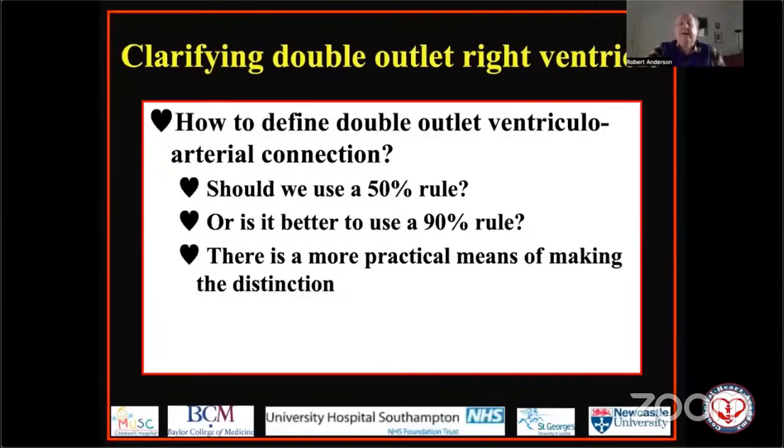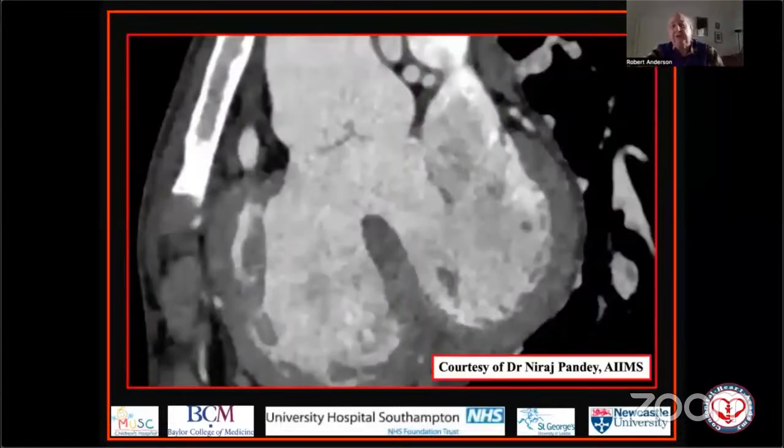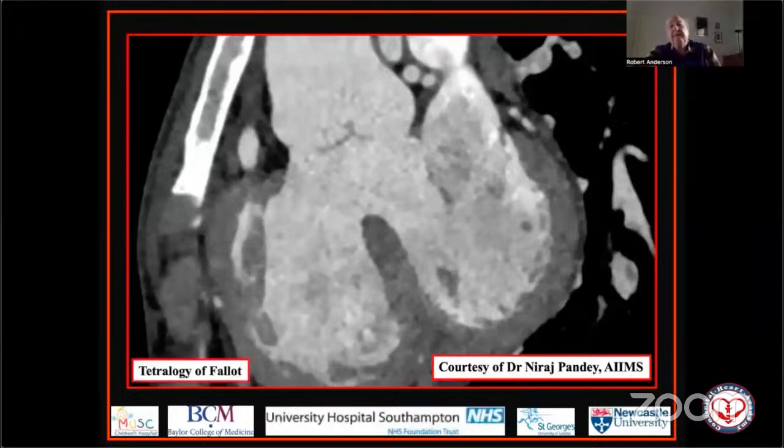So can we find a more practical means of making the distinction between concordant, discordant connections and double outlet ventricle? And I believe it all depends on what happens to that channel between the ventricles. So let's look again at this channel between the ventricles. And now I'm reverting to another of these exquisite computed tomographic data sets that was prepared for me by Neeraj. We showed you this one in last session on tetralogy of Fallot.